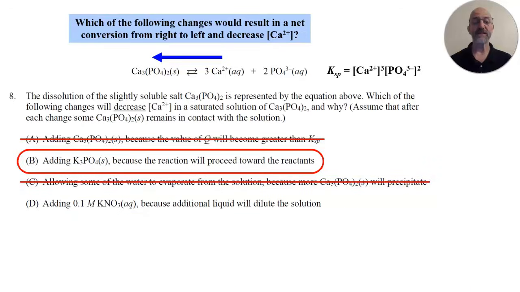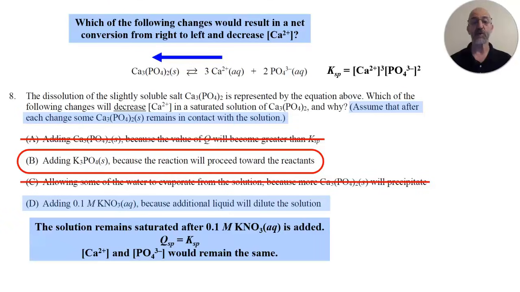And then finally, choice D says if we added additional 0.1 molar potassium nitrate, well, that would cause the additional liquid to dilute the solution, and they're suggesting it would decrease the concentration of the calcium. But again, that last part of the sentence says, assume that after each change, some solid calcium phosphate remains in contact with the solution. It remains saturated. If they added a little bit of this 0.1 molar potassium nitrate, the excess solid would still be present at the bottom of the beaker. It would remain saturated. Q equals K.